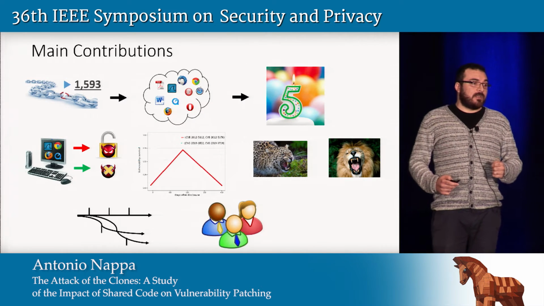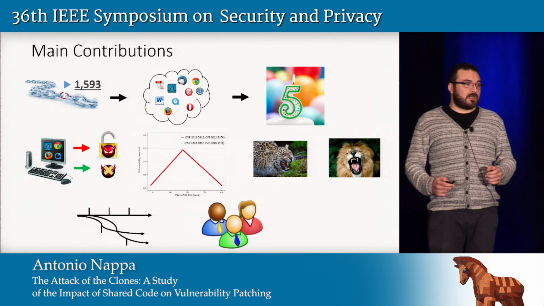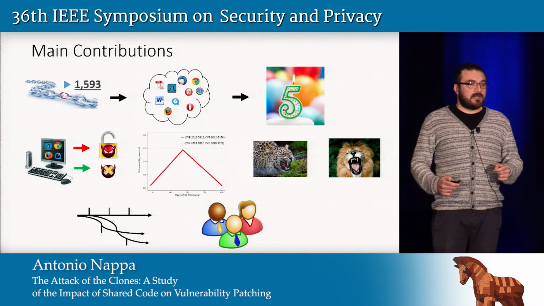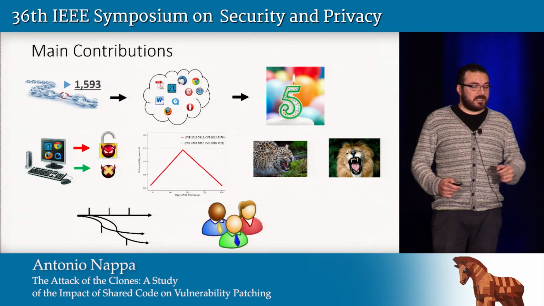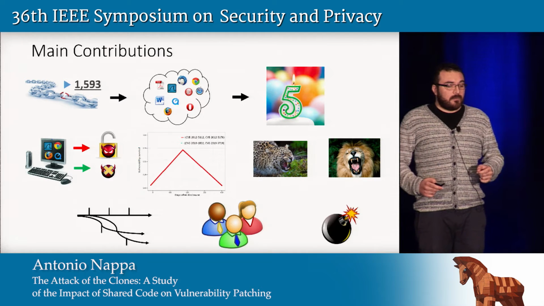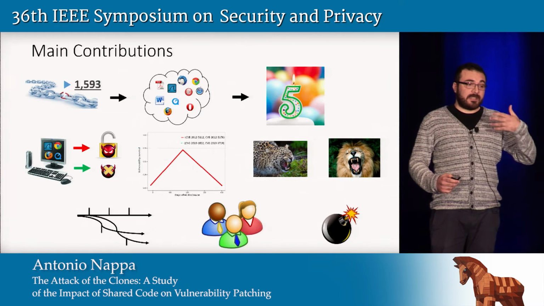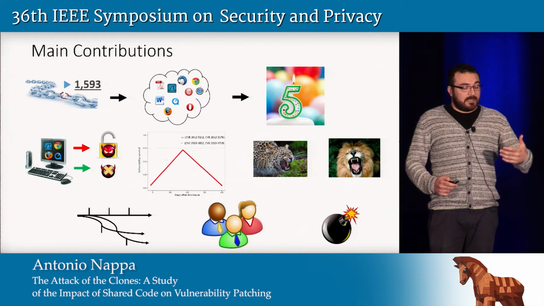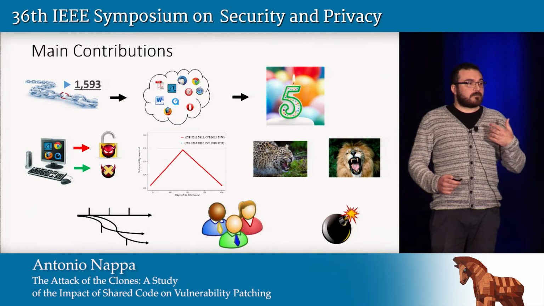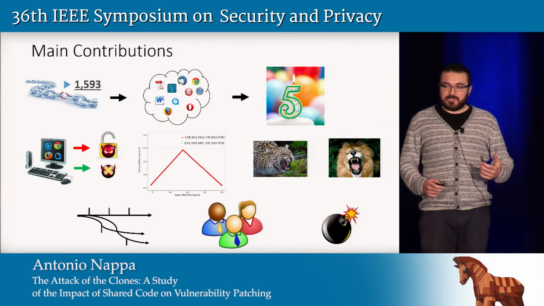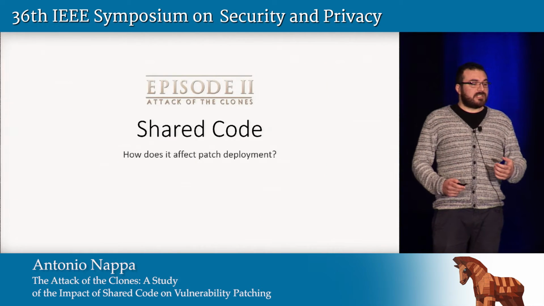We make a user categorization, and we analyze different user categories and how fast they patch. And we make measurements about the exploitation, basically when the exploit becomes available in the wild, and how this affects the vulnerability patching. So let me tell you what shared code is.